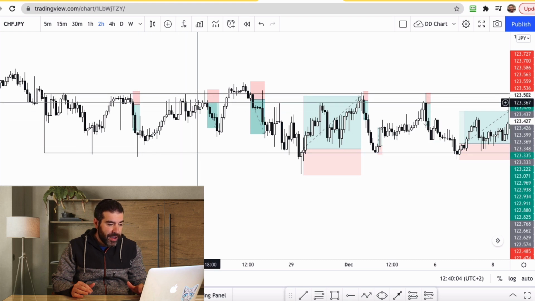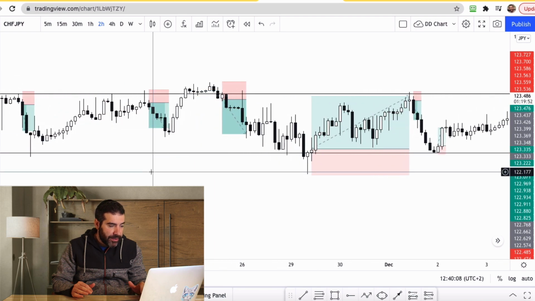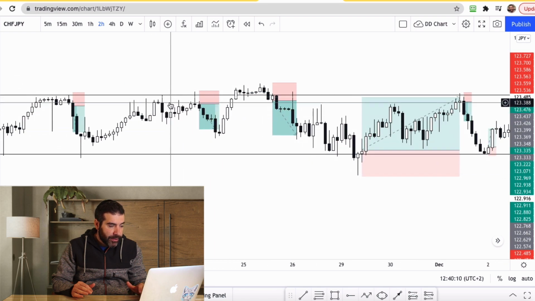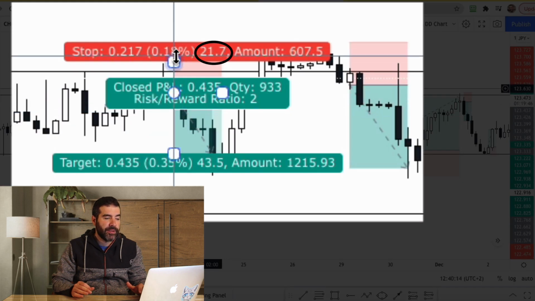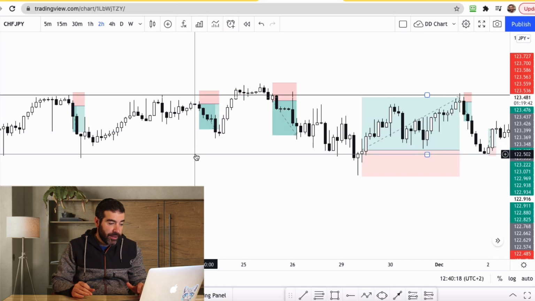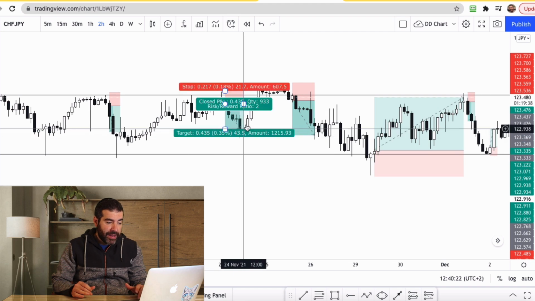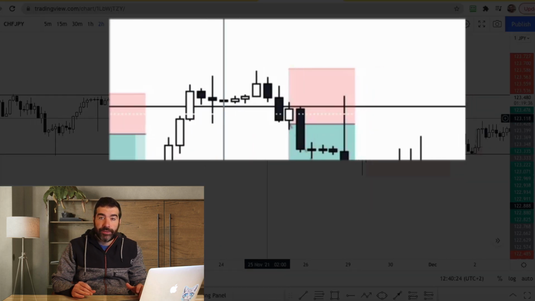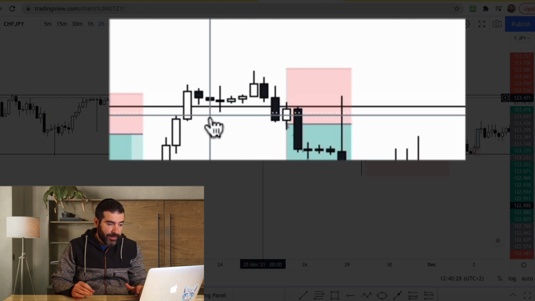And when it hits the top the second time, we're going to get in again right after. And again, we're going to go for 2-to-1. Again, this is 21.7 pips as my stop loss, 43.5 pips as the target. And again, it went. Now, it went back up and it did break the range over here, but it tested and it seems like it failed.